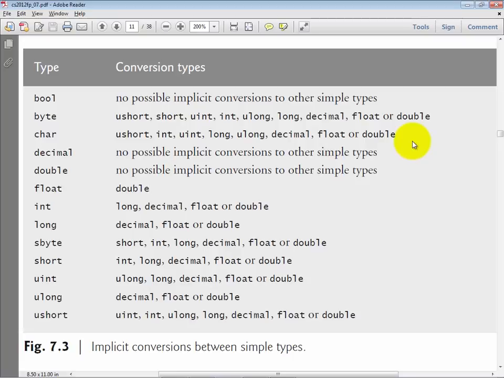And there are several types for which you're not allowed to do any implicit conversions: the bool type, the decimal type, and the double type in particular.